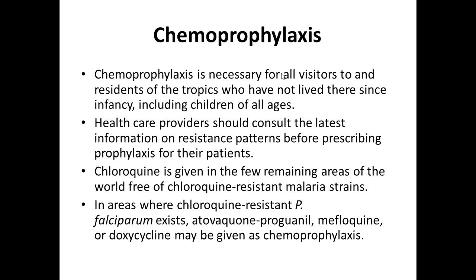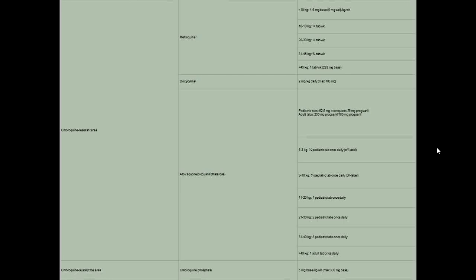Chemoprophylaxis is necessary for all visitors to and residents of the tropics who have not lived there since infancy, including children of all ages. Healthcare providers should consult the latest information on resistance patterns before prescribing prophylaxis for their patients. Chloroquine is given in the few remaining areas of the world free from chloroquine-resistant malaria strains. In areas of chloroquine resistance, we give atovaquone-proguanil, mefloquine, or doxycycline as chemoprophylaxis. This is the table which I have already discussed.